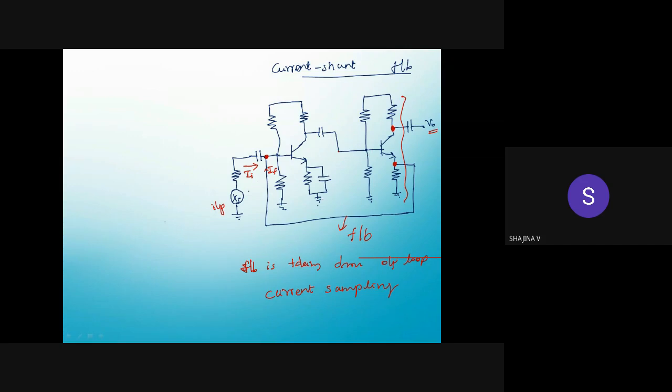So this is the example of a current shunt feedback network. So my mixing is parallel. Mixing at the input will be a shunt connection, or we can say a parallel connection. So this is current shunt feedback.